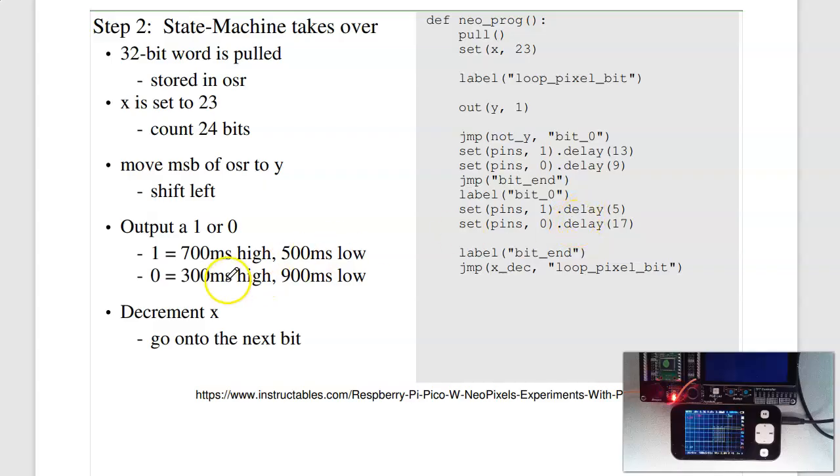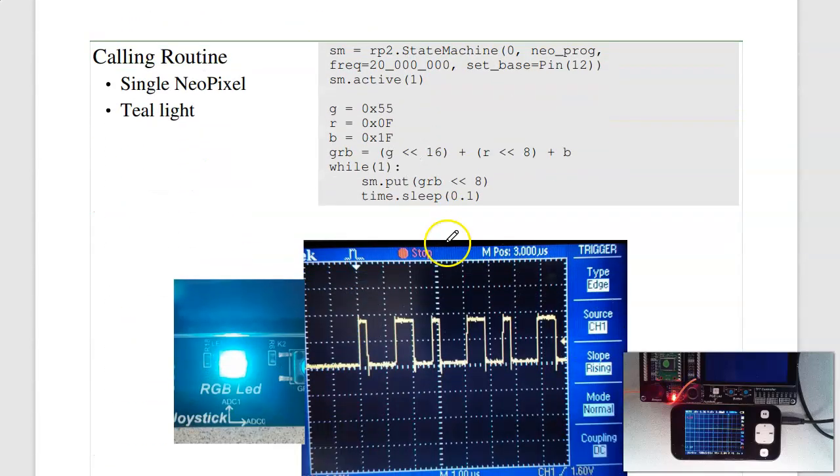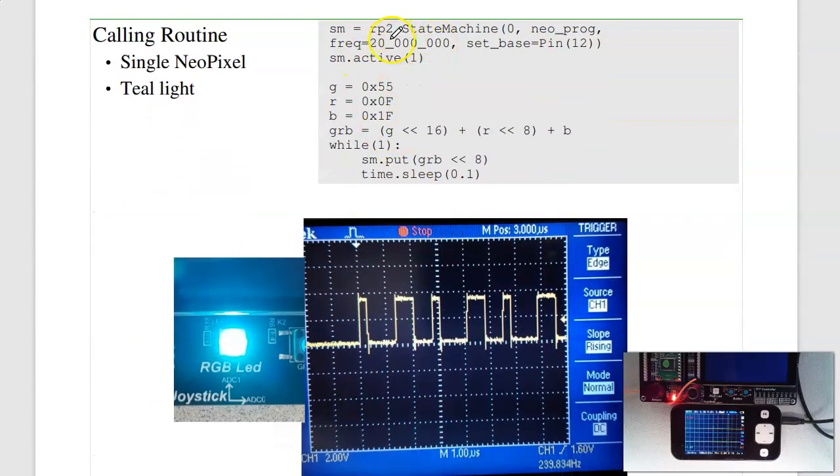For a 0, it is 300 nanoseconds, 900 nanoseconds. So here is 6 clocks, 18 clocks, 1s and 0s. I'll then repeat, shift the data 24 times, setting bit by bit. Then the calling routine is I'm going to call state machine number 0. The subroutine is my NeoPixel program at 20 megahertz on pin 12.